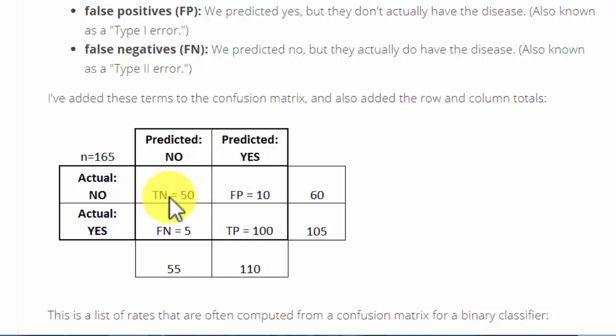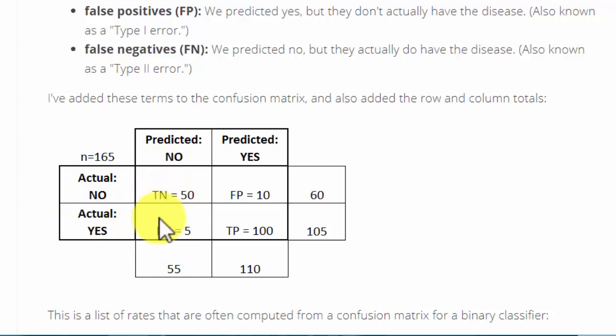And over here you're predicting no, they don't have the disease, and that's true. You don't have the disease. All right, so that's a true negative. And then over here you're predicting they don't have the disease, but that's false. They do have the disease. That's a yes. All right, so that's how you make sense of it.